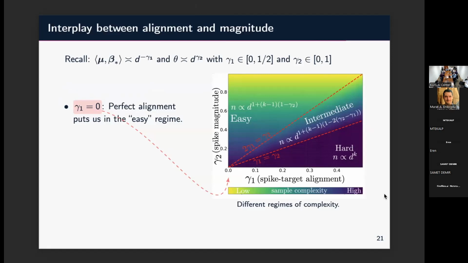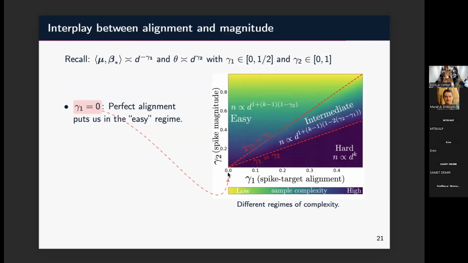So let's look at the extremes. If gamma 1 is 0, so you have perfect alignment, you see that this becomes 1. Now you're on this vertical line, you're always in the easy regime. So you get the nicest sample complexity. That's expected, because perfect alignment is the easiest case.